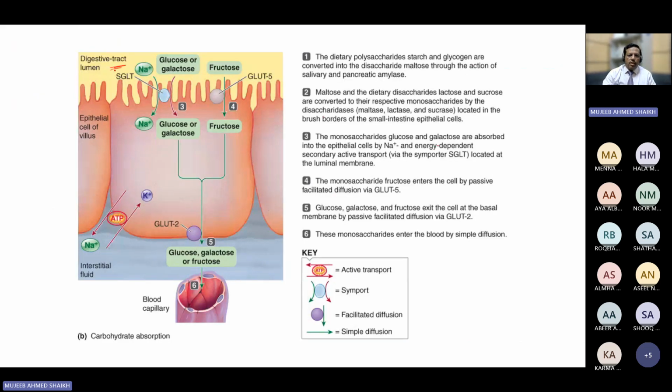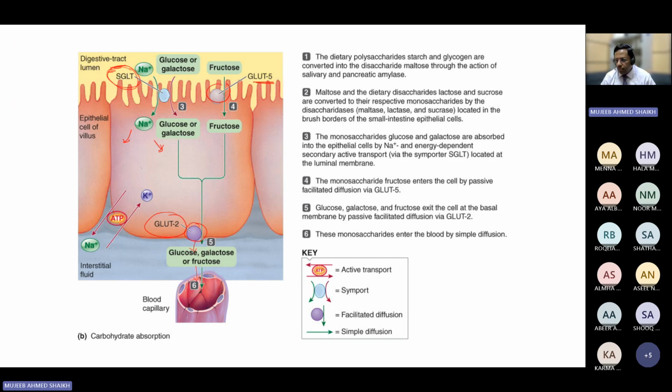So this is the lumen, where the yellow fluid is, and this is the epithelial cells. These are the brush border. Over here, the carrier proteins are there. Sodium is moving in, and glucose or galactose is moving in by SGLT, the sodium glucose transporter. Once inside, glucose leaves to the interstitial space and then to the blood vessel by the GLUT2 transporter. Similarly, fructose is absorbed by the GLUT5 transporter and then leaves the cell by the GLUT2 transporter.